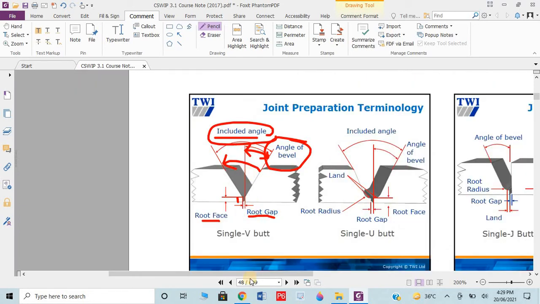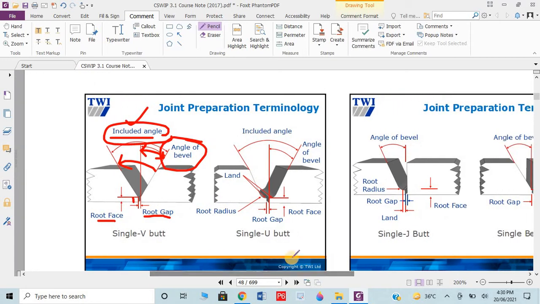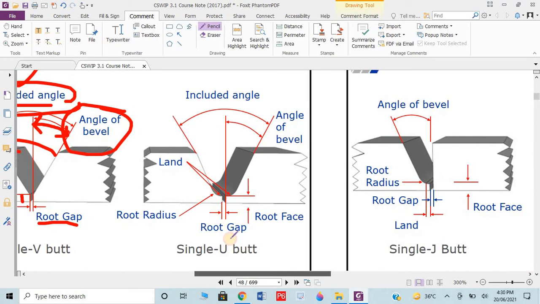You got this point? In single V, we understand the root gap and root face. If we divide it into two parts, then the central part is called the angle of bevel. If we consider the complete angle of the joint, it is known as the included angle. These were the terms of angle for the single V butt weld.